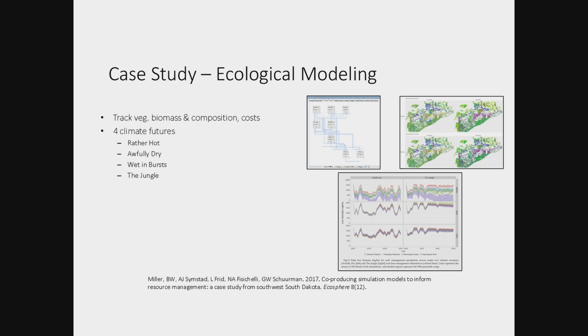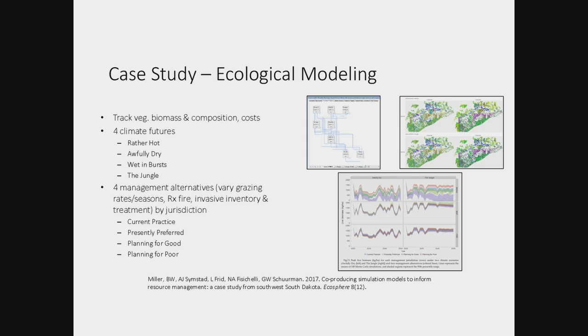So we built this state and transition simulation model of vegetation in the region. And really our focus here was on tracking vegetation, biomass, composition, but also costs of taking some various management actions. And what we wanted to do is model the same 4 climate futures that folks considered in the workshop. And then layer on top of those climate futures their management alternatives that they told us were of interest.